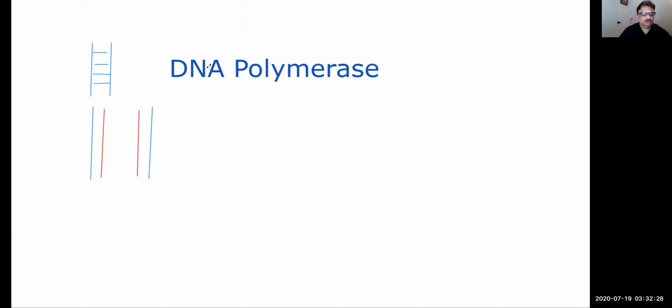And this is carried out by the enzyme DNA polymerase. I don't want to go into too much detail, because you'll learn this in a more molecular biology or genetics course. So I'll leave this here.